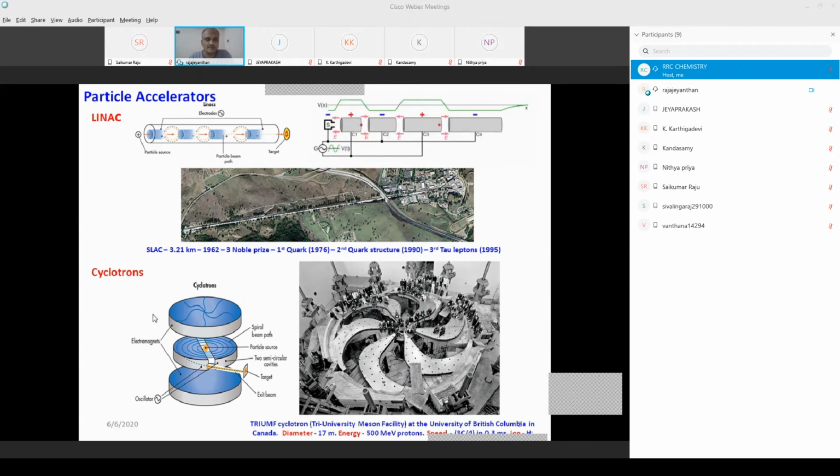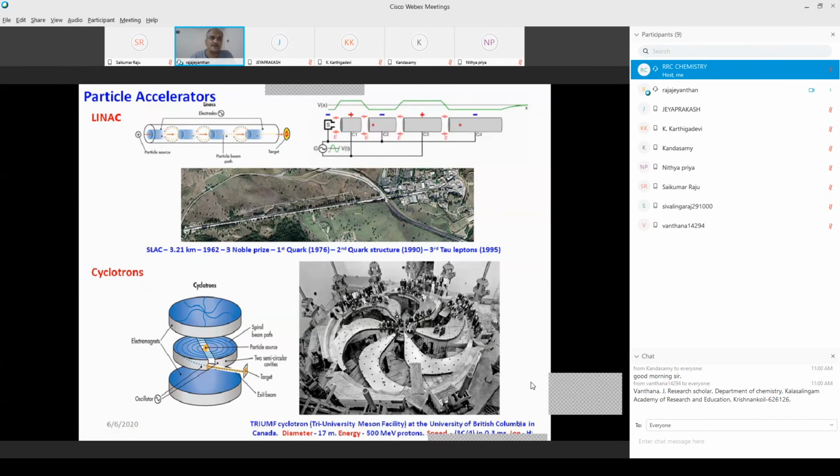Similarly, you have another particle instrument called a cyclotron. The main difference between the linear accelerator and the cyclotron is that in a cyclotron, the particle rotates in a circular path of varying radius. This instrument is also very big, and you can see it in this figure. This is the TRIUMF meson facility at the University of British Columbia in Canada. The instrument diameter is around 17 meters, and the ions used for acceleration are H- ions, having an energy of around 500 MeV.